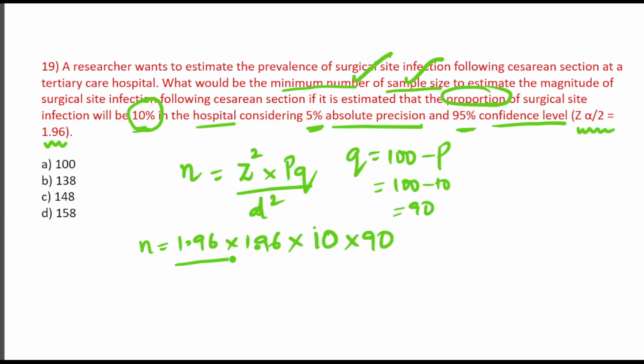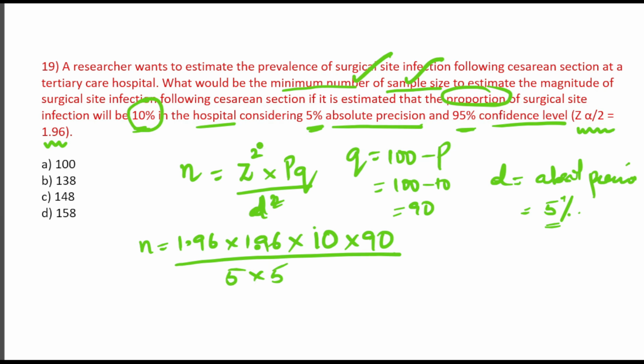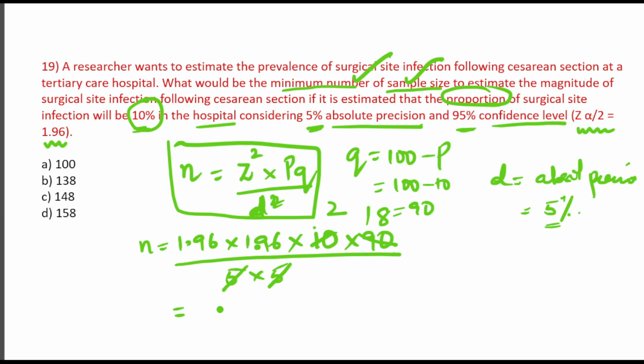So here the numerator part is over. Now coming to the denominator part, d square. What is d? D is the absolute precision. How much is the percentage they gave? It gave 5%. So you directly take 5 as the value. So it is 5 into 5, because it is 5 square. This is the formula. Now if you calculate, 5 ones are 5, 5 twos are 10, 5 eights are 40. So 1.96 into 1.96 into 2 into 18.